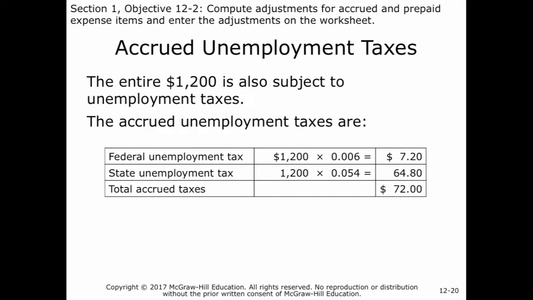Here you can see how the amounts of these taxes were determined using the appropriate percentage rates. So make sure you keep those in mind and read the problems carefully so that you use the correct percentage rate based on the type of tax that you are trying to determine. So for this case, the total accrued unemployment tax for federal and state is $72.